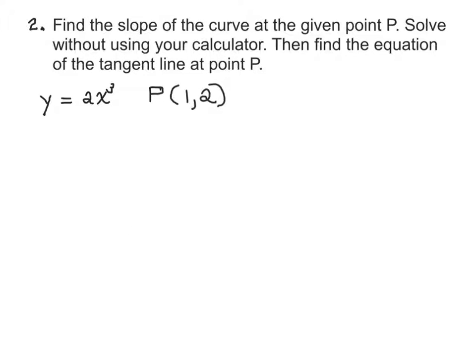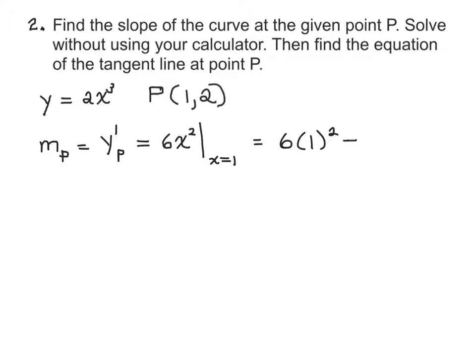In this problem, we're going to find the slope of the curve at the given point P, and then find the equation for the tangent line at P. So let's start by finding the slope. So the slope, m, at point P, is equal to y prime, the derivative of y at point P. And the derivative of y, you can see, is 6x squared. And this is at point P, or at x equals 1. So if we plug in a 1, we have 6 times 1 squared, and so our slope is 6.